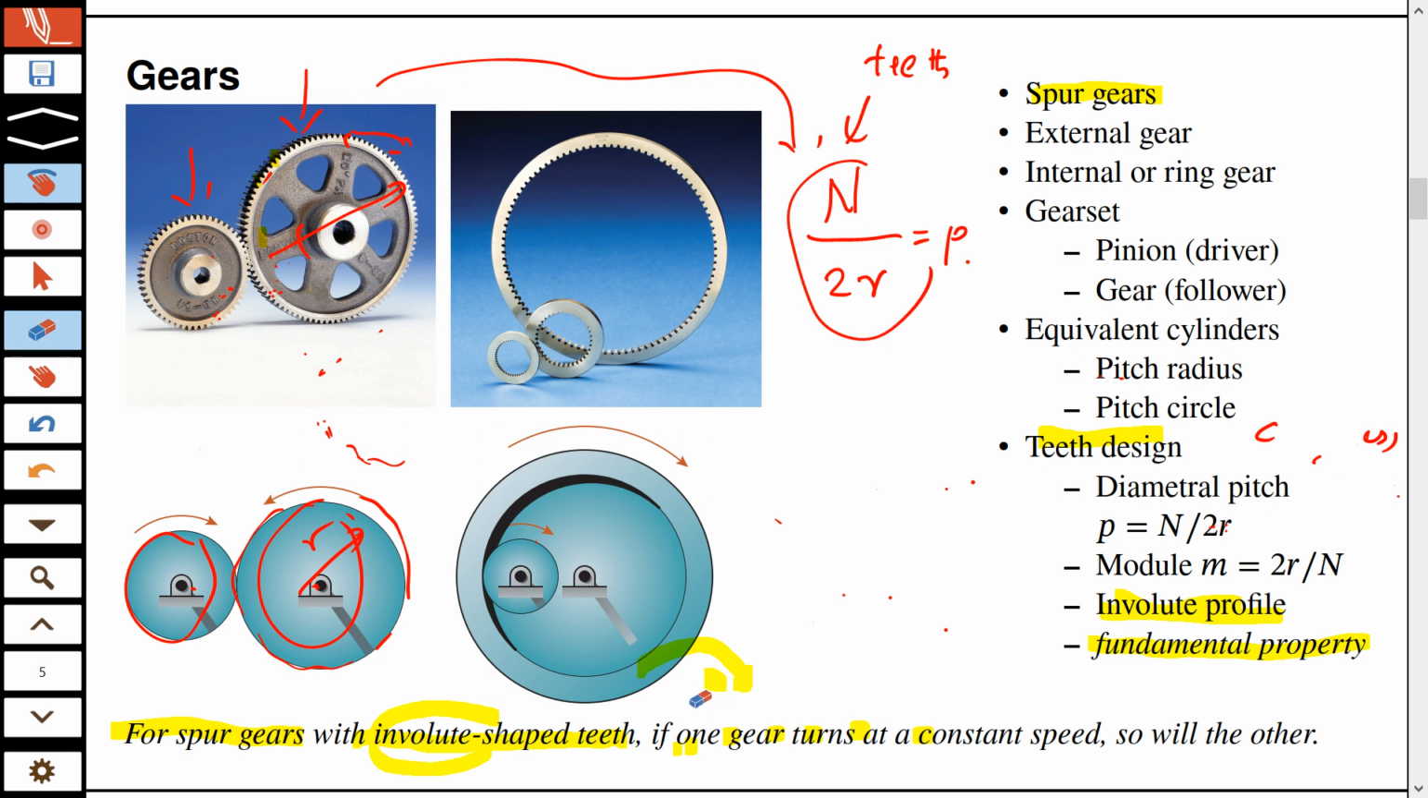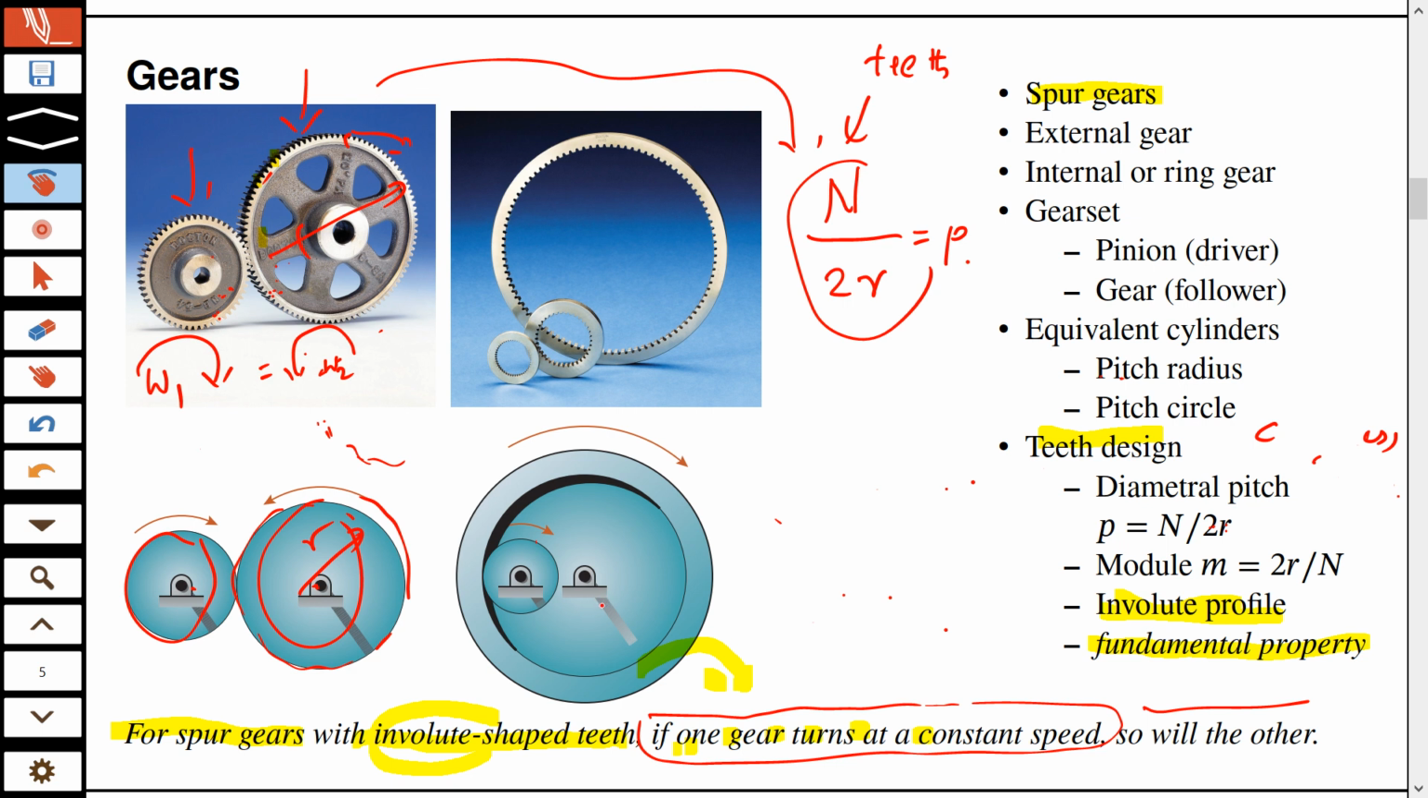This is important now. If one gear turns at a constant speed, let's say this one turns at a constant speed, omega 1, so will the other. The other will turn at exactly the same speed, so omega 1 will be equal to omega 2.